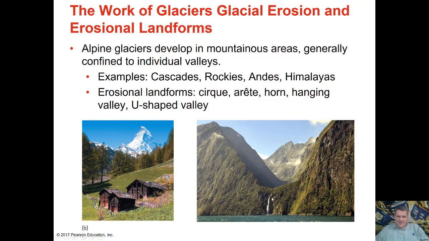Okay, this can also create what's called a hanging valley. Okay, so this is where we have a valley up much higher than the rest. So what likely happened here is we had one smaller glacier come and meet into a larger glacier. Okay, so we end up with this hanging valley.